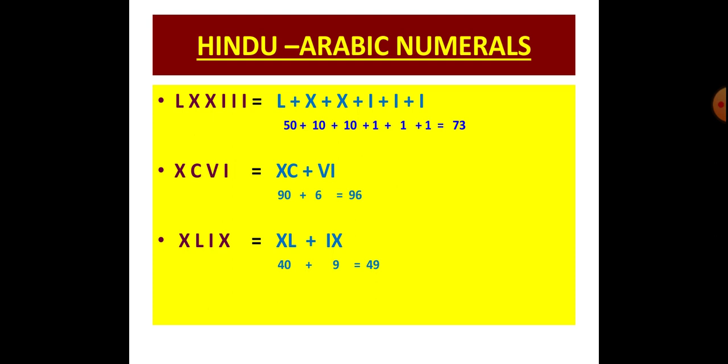Now let's write Roman numerals in Hindu-Arabic numerals. LXXI is equal to L plus X plus I plus I, or 50 plus 10 plus 1 plus 1, which is equal to 73. XCVI is equal to XC plus VI, or 90 plus 6 equals 96. Similarly, XLIX is equal to XL plus IX, or 40 plus 9 equals 49.